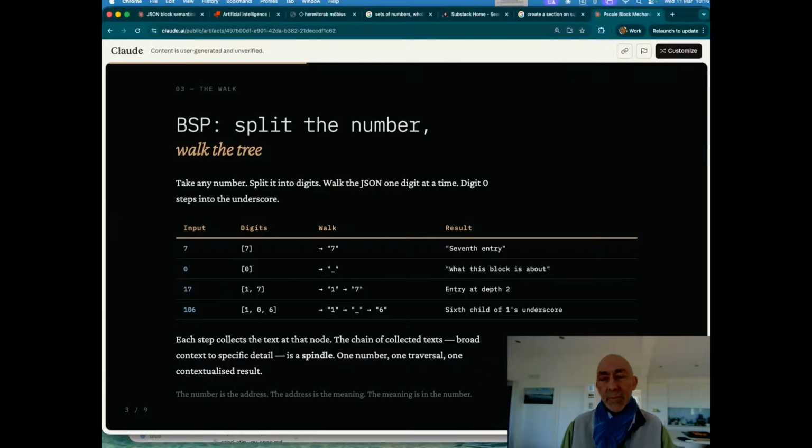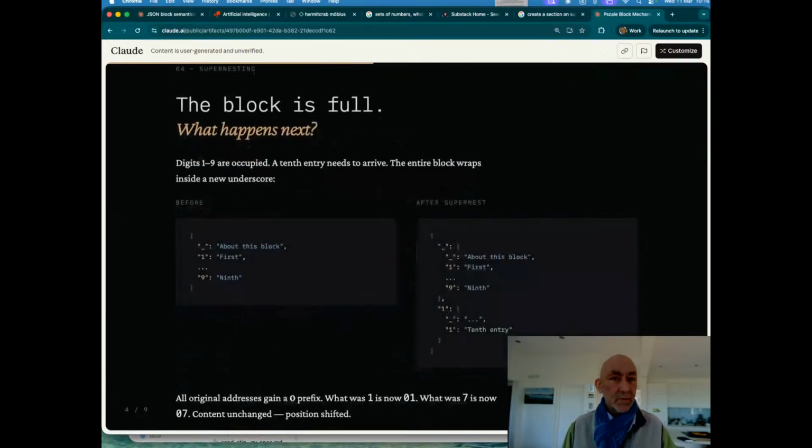It's gone off for the BSP. Okay, I think that's a bit too much. That's a bit too kind of like, it's a bit too much, right? The block is full. What happens next? Okay, right. Digits 1 to 9 are occupied. A 10th entry needs to arrive.